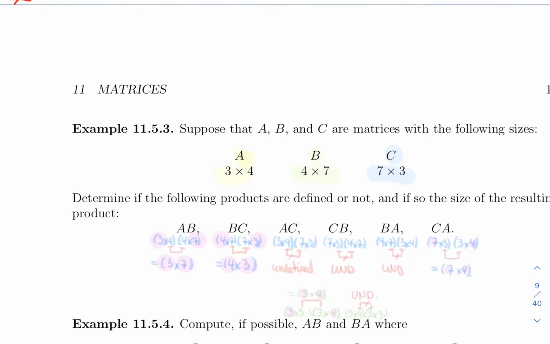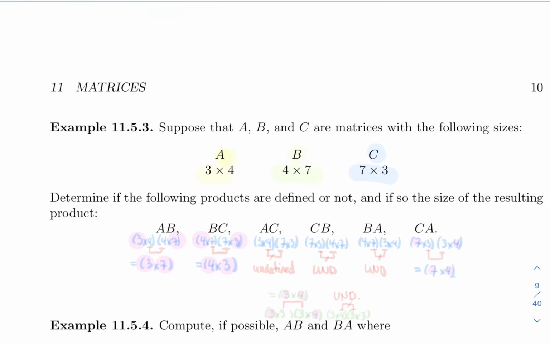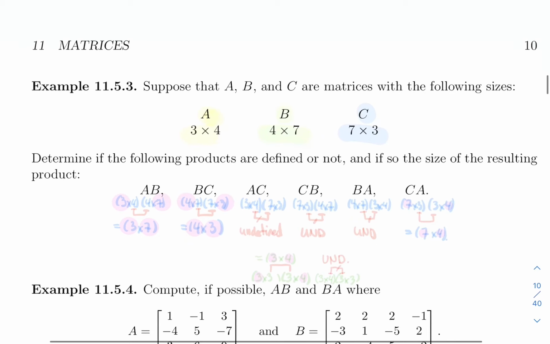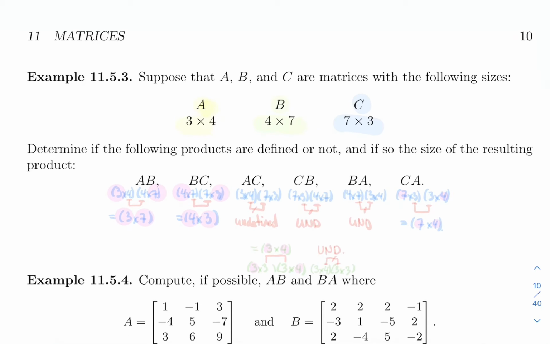So here's a short example, an exercise just to check if the product is defined, and when it is defined, how do you compute the dimension of the product. So we have a bunch of matrices. The first matrix is A, and it's a 3 by 4, and then the second matrix is B, and it's a 4 by 7, and then the last one, C, is a 7 by 3, and we want to check if AB is defined.